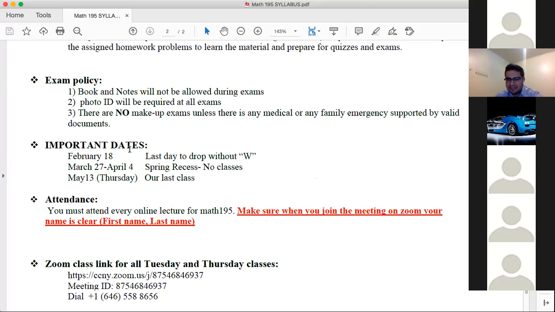Important dates. February 18 is the last day to drop the class without a W. March 27 to April 4, no classes. Oh, nice. So you can stay at home, there are no classes. Why? Because of spring recess. May 13 will be our last class. It's Thursday, I think. Yeah.